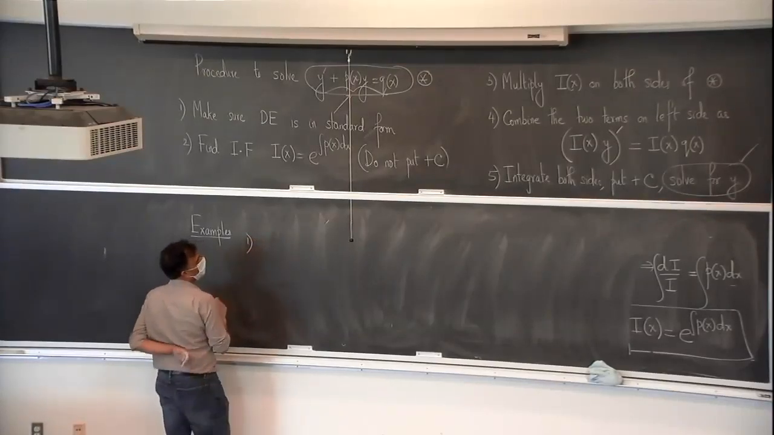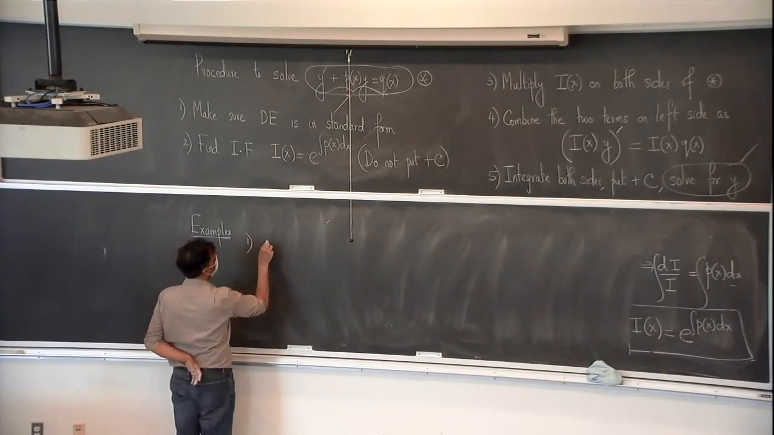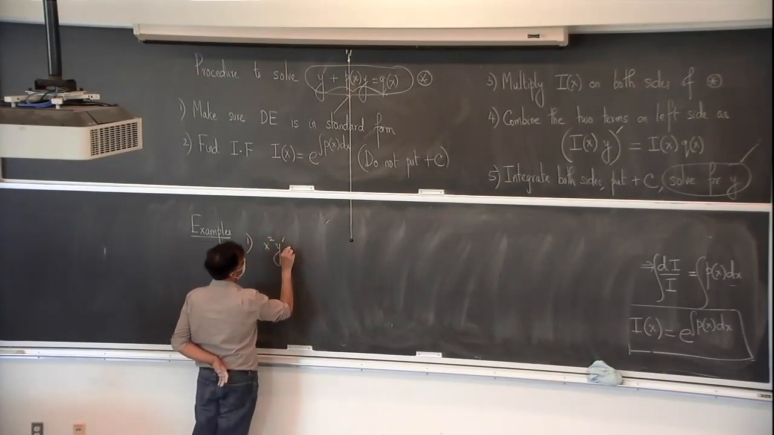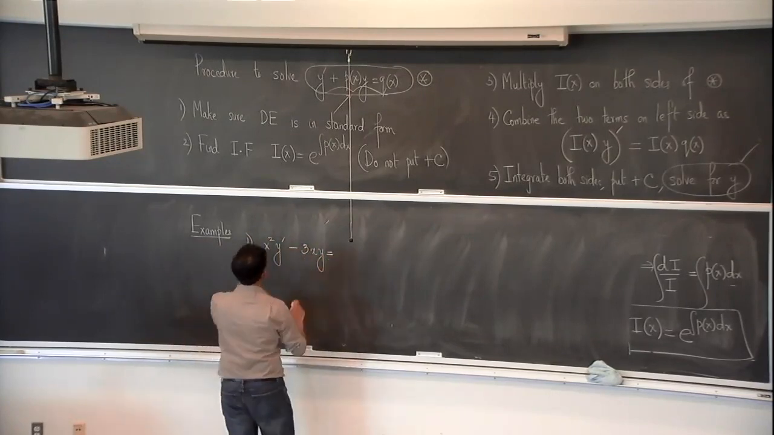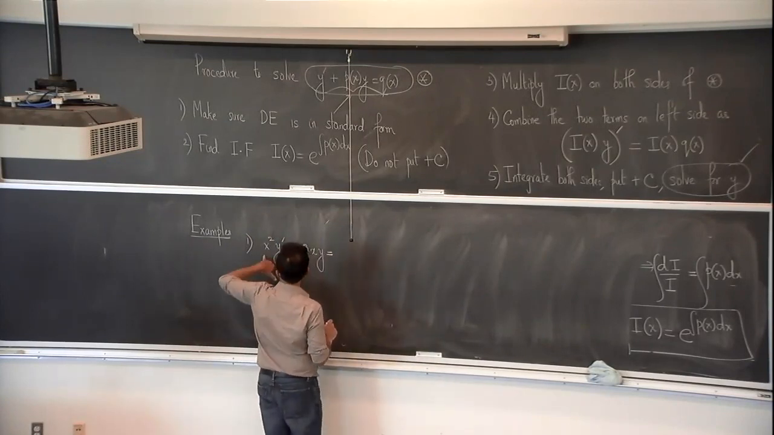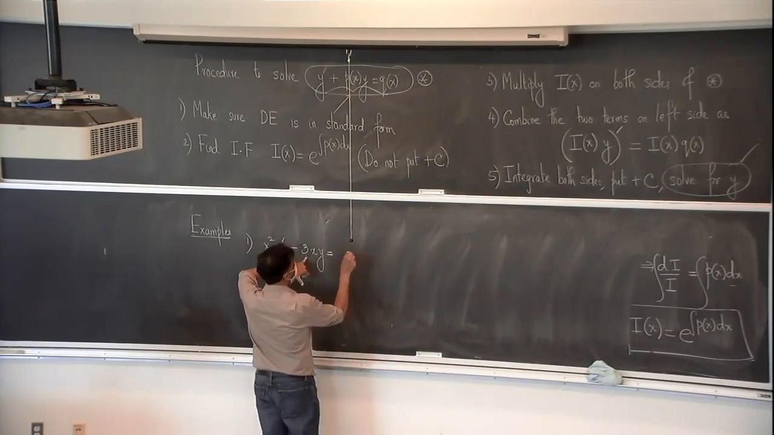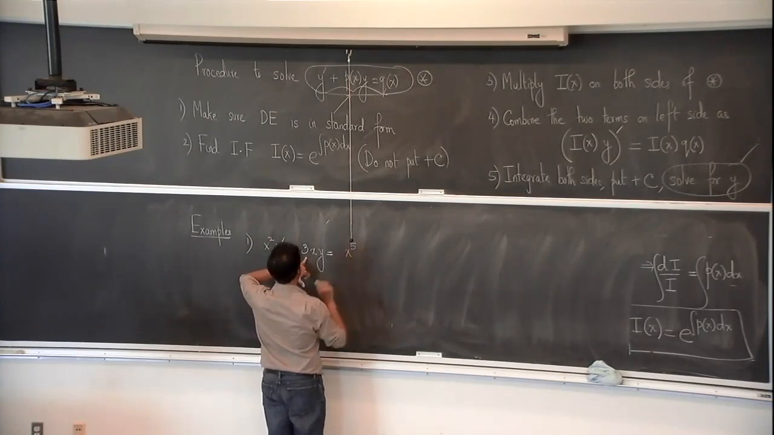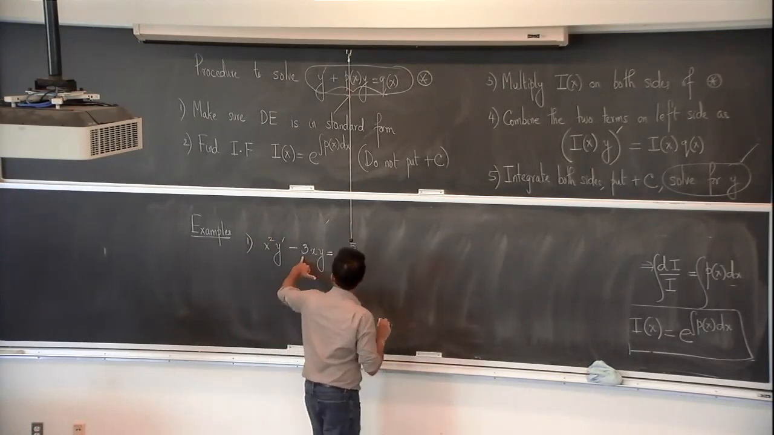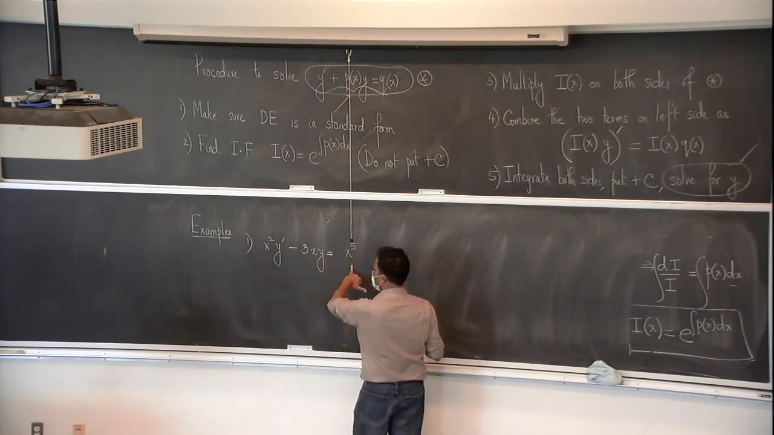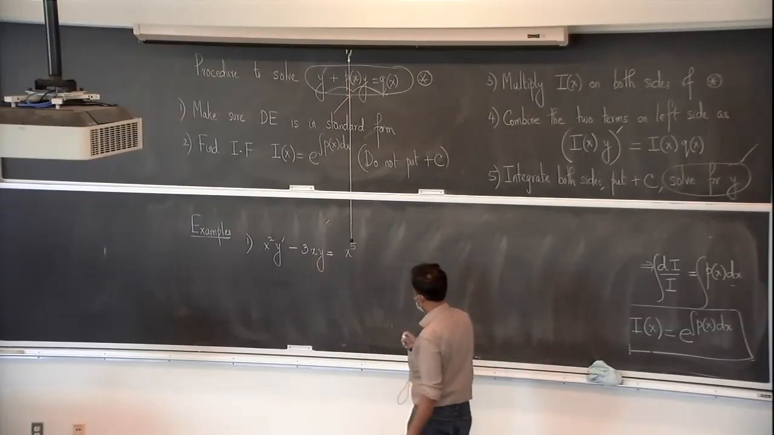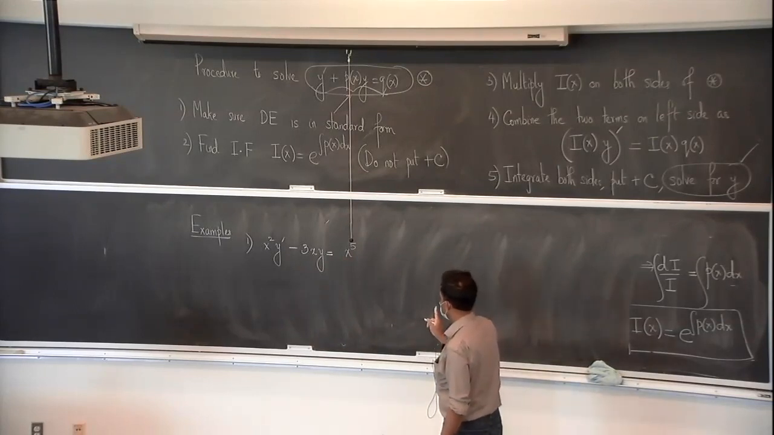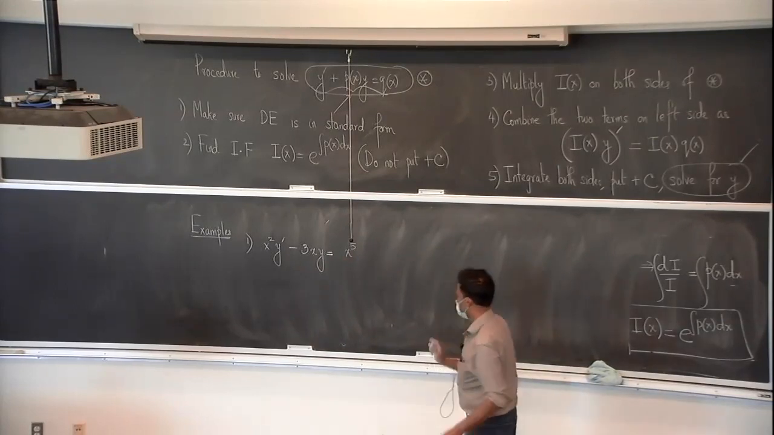All right, examples. Example 1: x squared y prime minus 3xy equal to x to the power of 5. Okay, so it's a first order linear equation in y, and the right hand side is x to the power of 5. I want to make sure that it's a clean problem. All right, so this is the question.